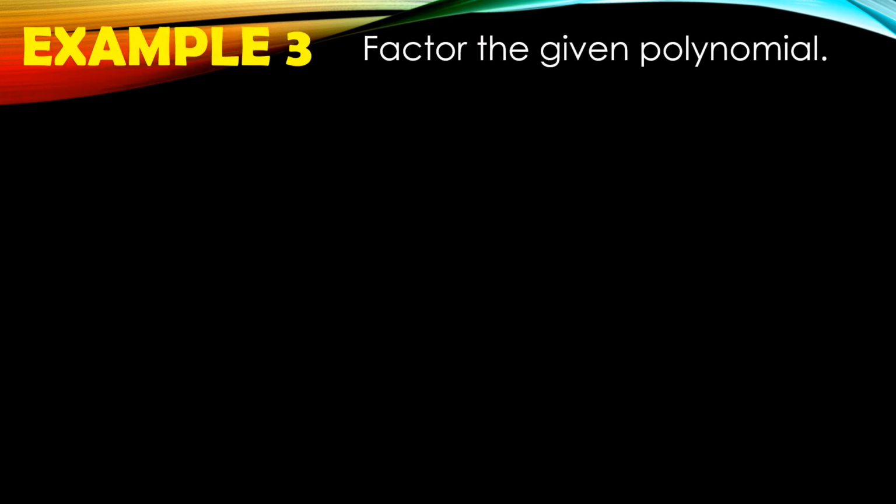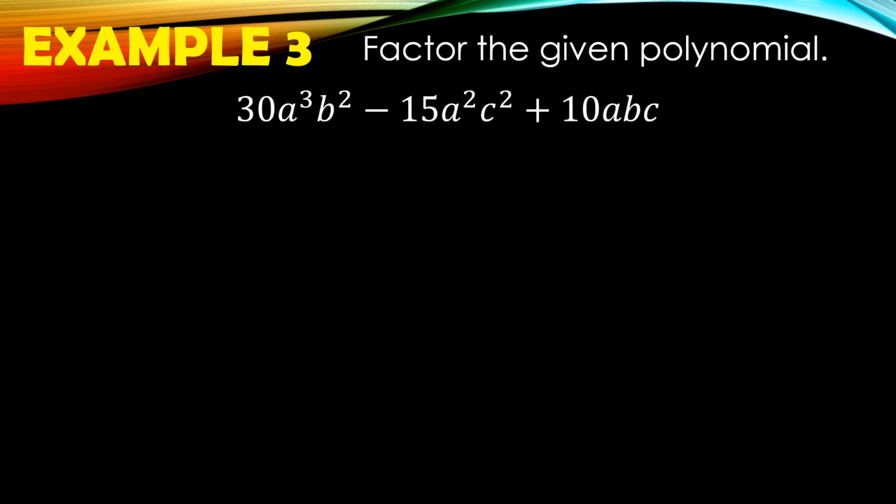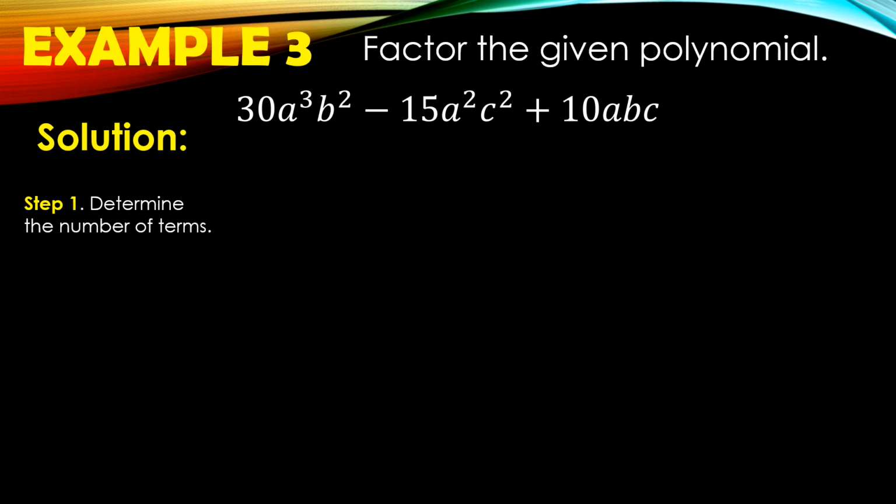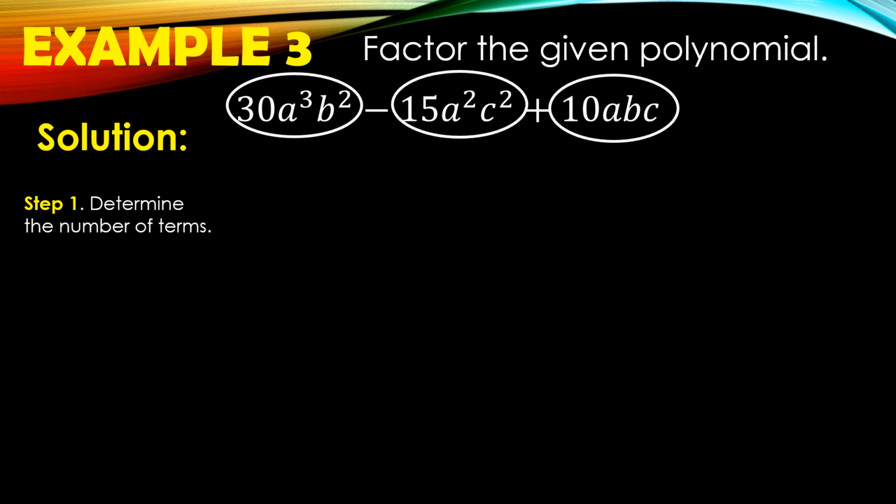Example number 3. Factor the given polynomial. 30a cubed b squared minus 15a squared c squared plus 10abc. Solution. Step 1. Determine the number of terms. In the given polynomial, there are 1, 2, 3 terms.